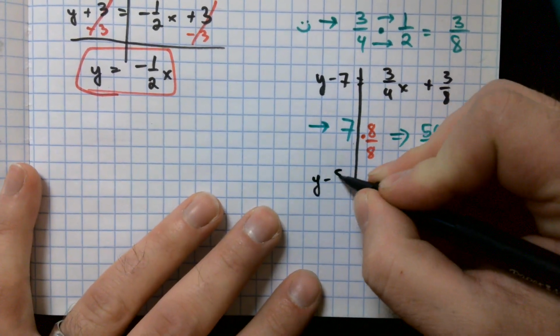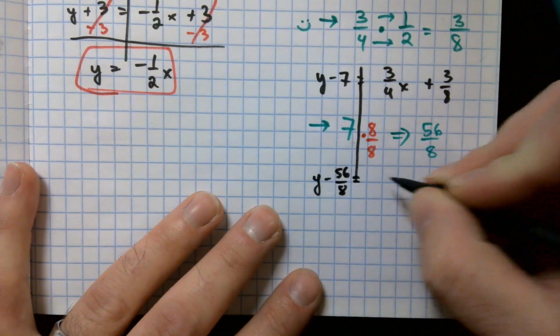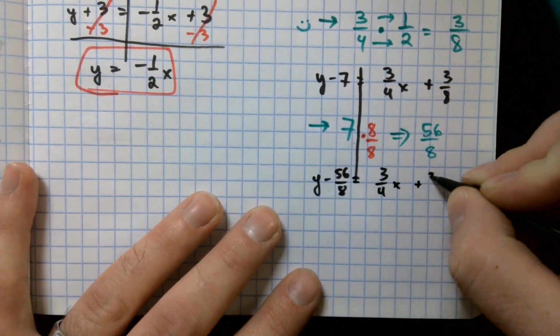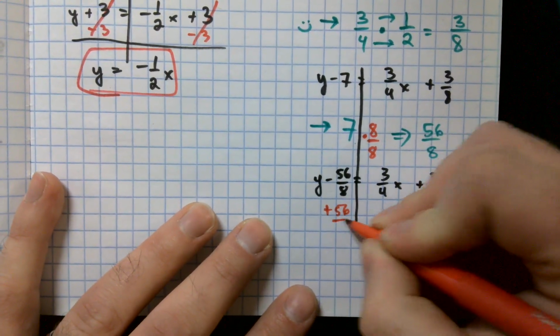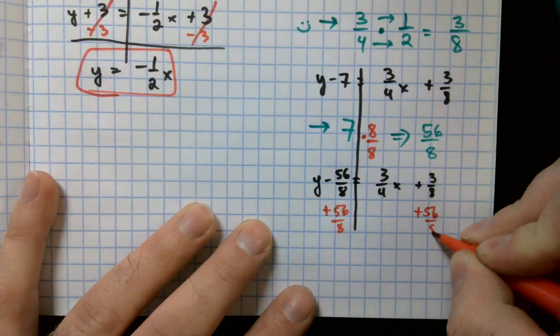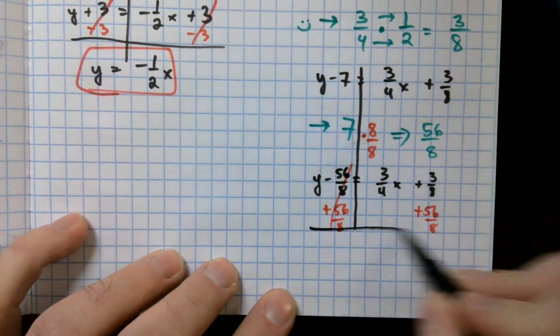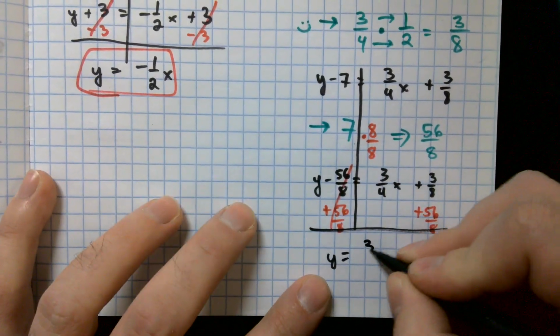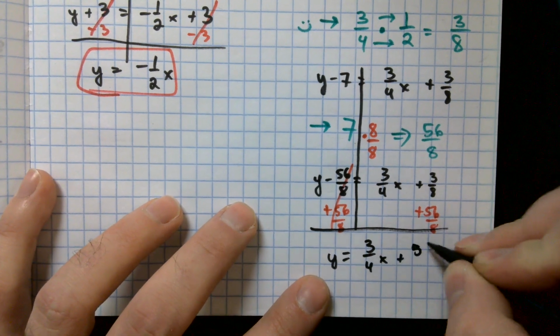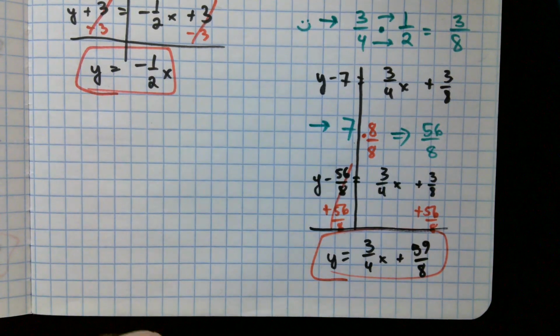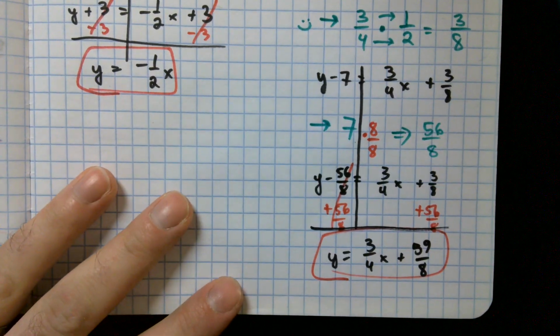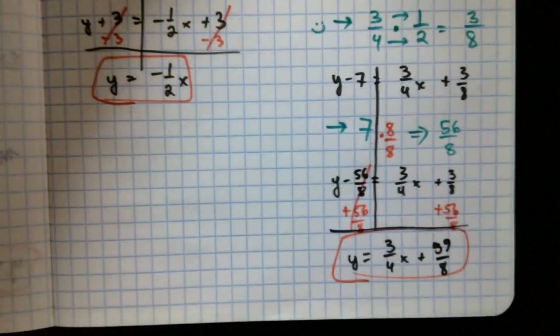All right. Now this is y minus 56 over 8 equals 3 over 4x plus 3 over 8. What am I going to add to both sides? 56 over 8. All right. Leaving me with y equals 3 over 4x plus 59 over 8. There's my equation in slope-intercept form. Over 8. What? I'll take a look at what you did in a second. Okay?